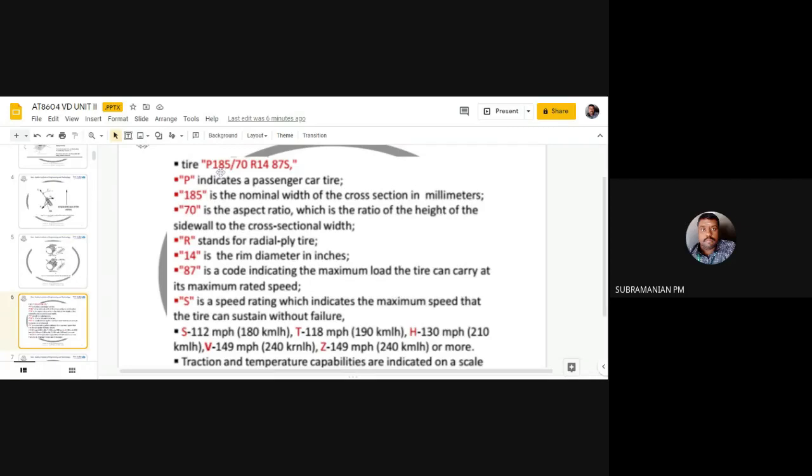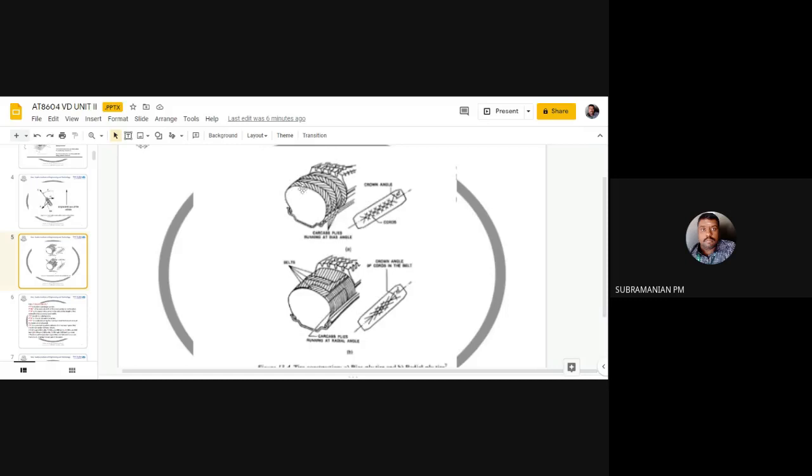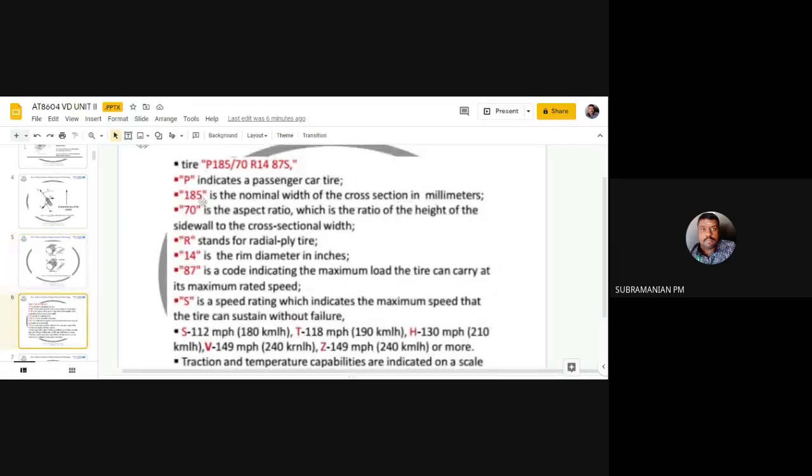And you can see 185. In the sketch, we have a carcass, so this width is known as 185, and we will also have the height. We will not be using the height directly, we will be using the width and aspect ratio. Aspect ratio is height by width. This 185 is the width of the cross section, and the height is not mentioned directly. After 185 slash, you put a number, and that is known as the aspect ratio.